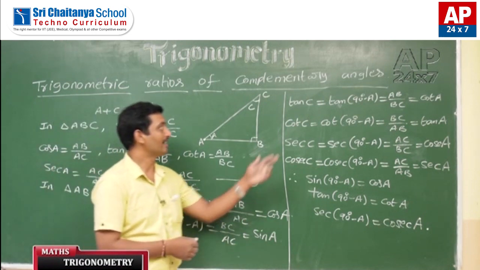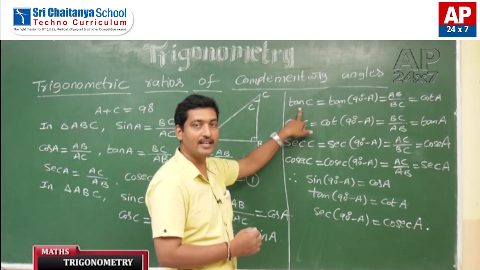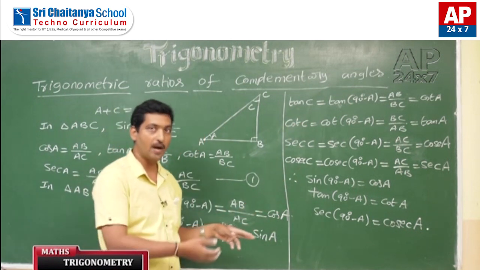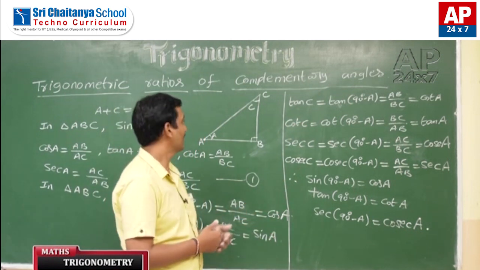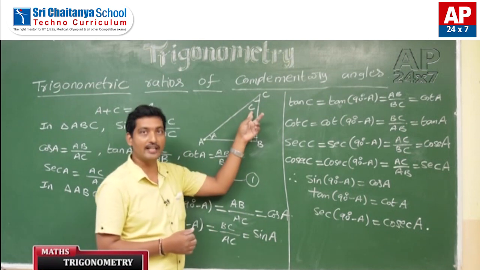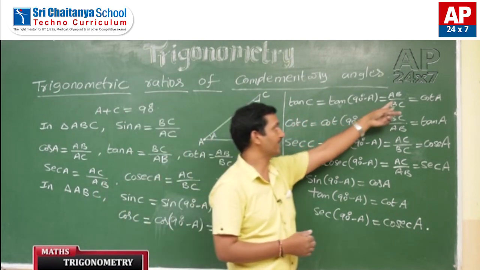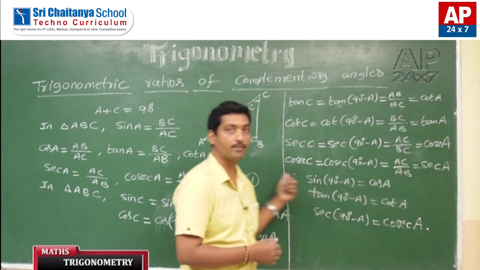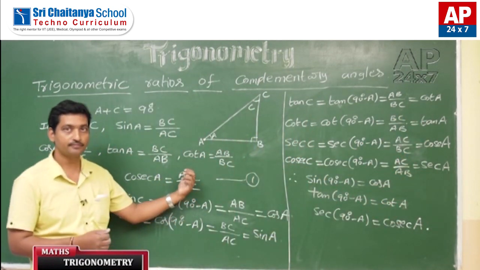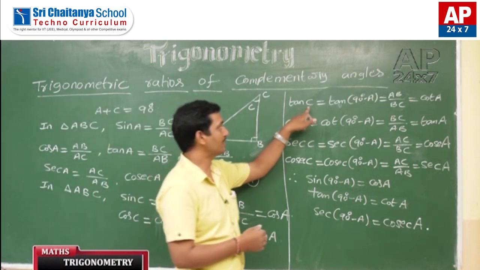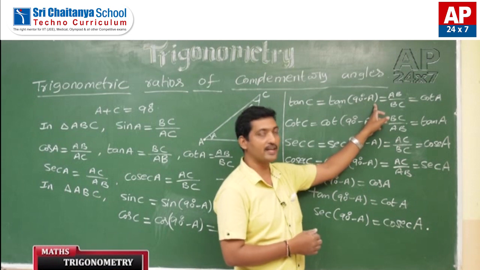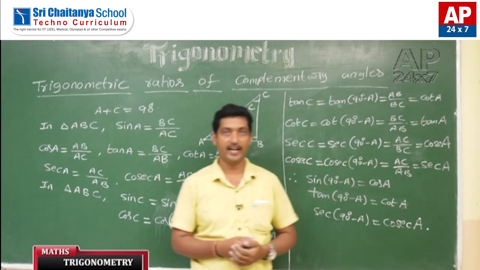Now come to the tan C. Tan C is nothing but the side opposite to angle C by the side adjacent to angle C, which is equal to AB by BC. This is equal to cot A from the first relations. And we can replace C with 90 degrees minus A. Finally, tan of 90 degrees minus A is equal to cot A.